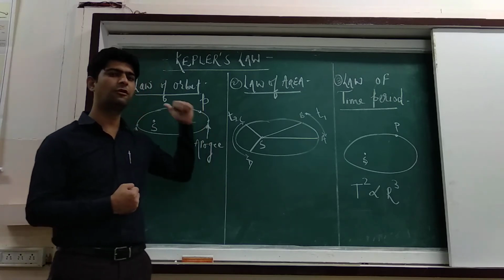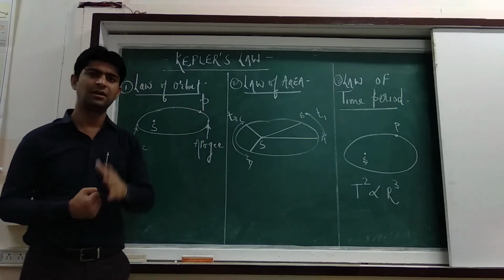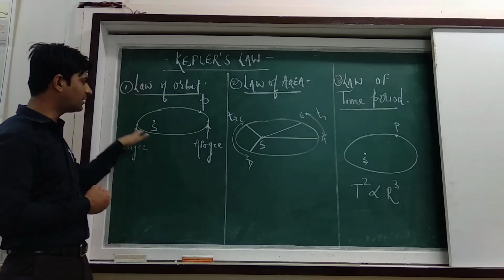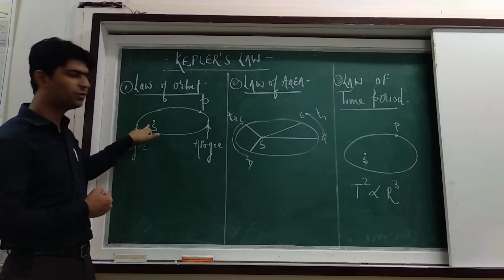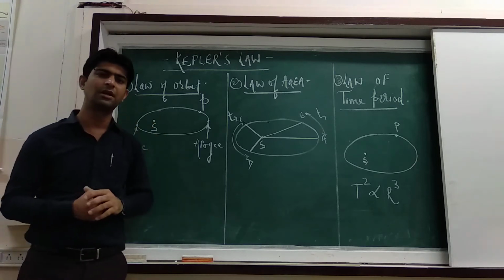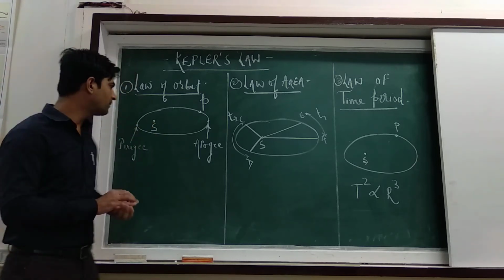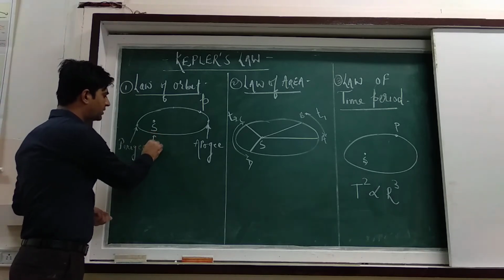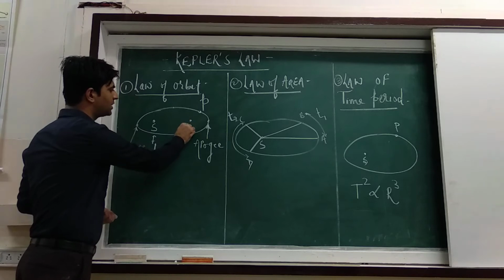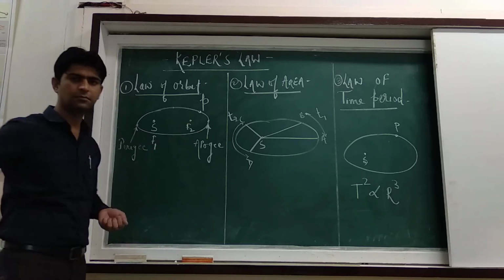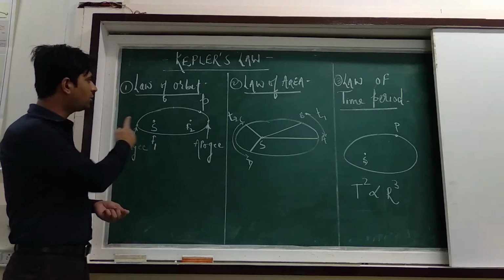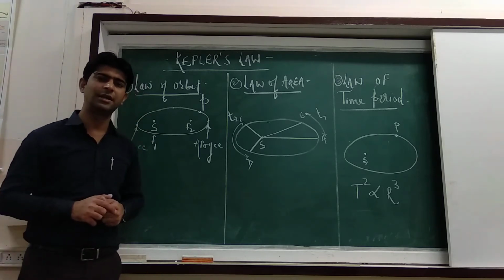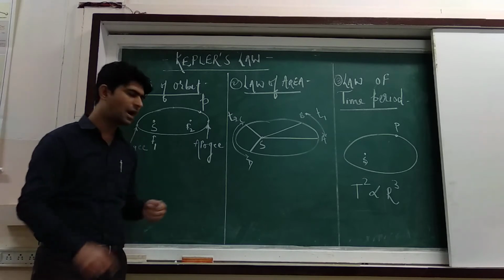So the first law of orbit states that the planet revolves around the sun in an elliptical orbit with the sun at one of its foci. There are two foci possible in the ellipse. Here I have considered the sun to be at one of the foci. You can consider it here also if you want. Okay, so the law of orbit states that the planets revolve around the sun in an elliptical orbit with the sun at one of its foci.